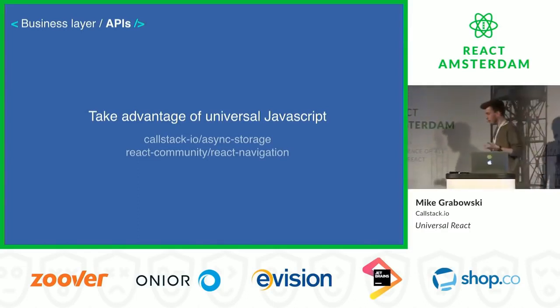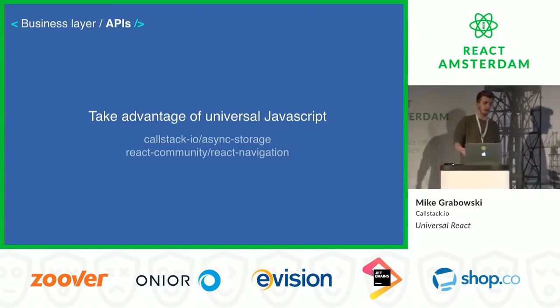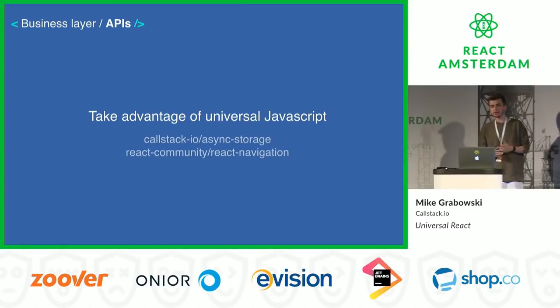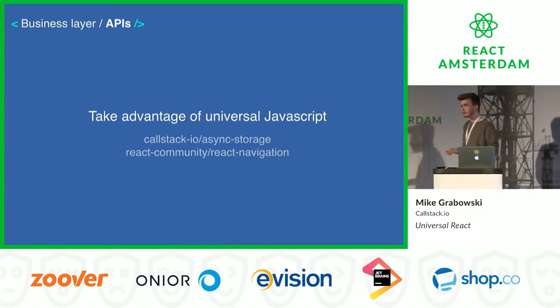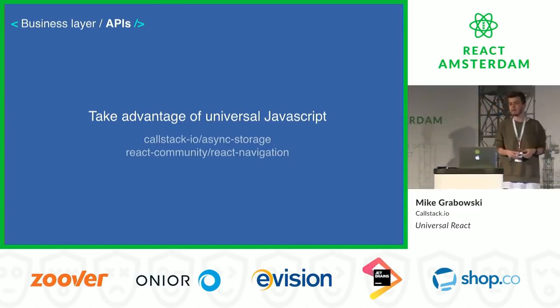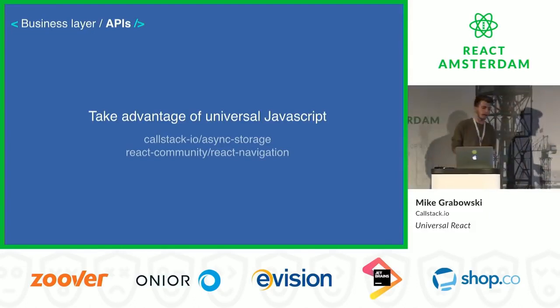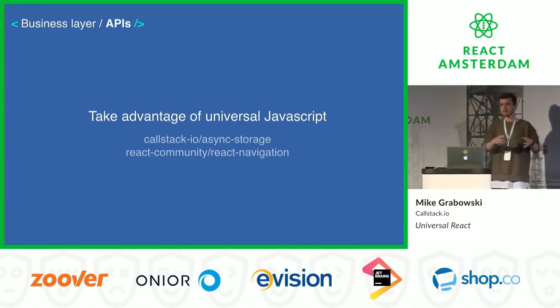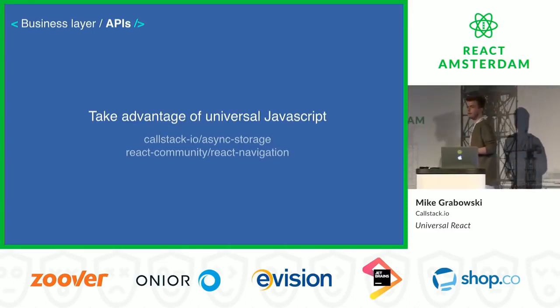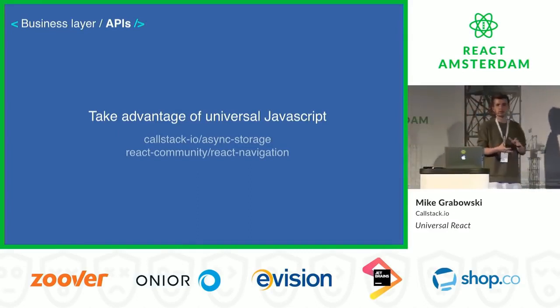And the business layer is quite easy to share because we can take advantage of JavaScript. JavaScript is running on mobile and on web with no differences, so we can quite easily share the code. To better illustrate the approaches, let me tell you about two examples that I highlighted here below the heading. One of them is the async storage module that we made at Callstack, which takes the async storage from React Native and local storage from web and integrates both implementations into a single library.